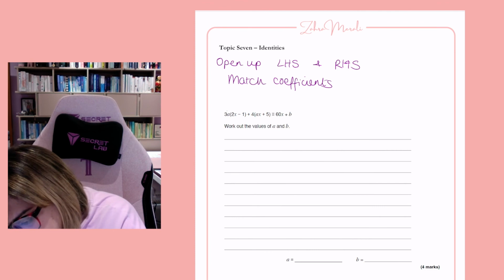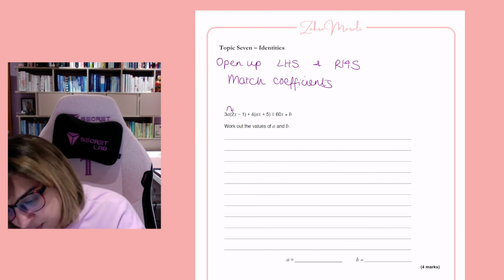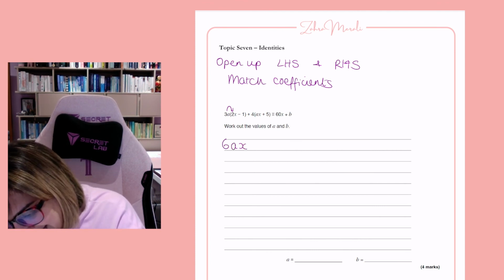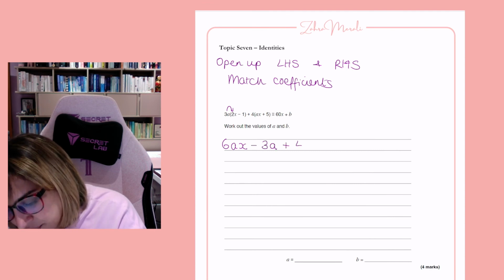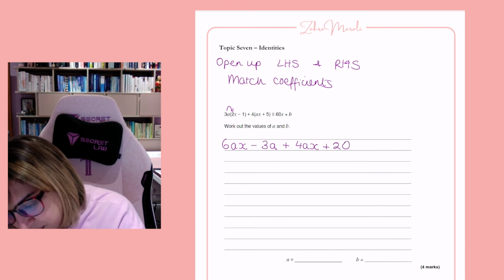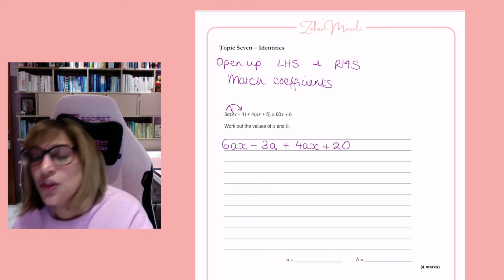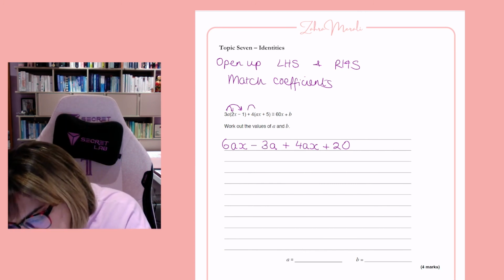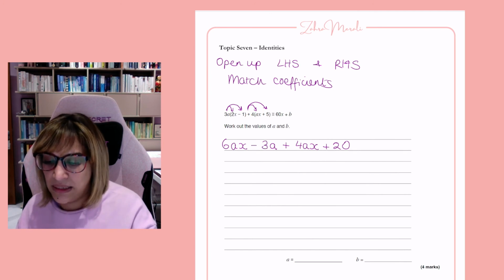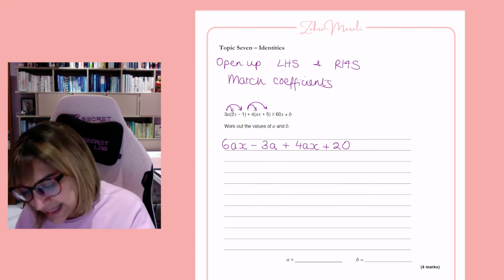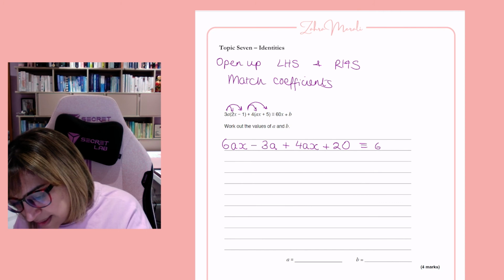So when we do that, we get 3a times 2x, so 6ax minus 3a plus 4ax plus 20. So I've done 3a times 2x, 3a times minus 1, plus 4 times ax, plus 4 times 5. And that's equivalent to 60x plus b.